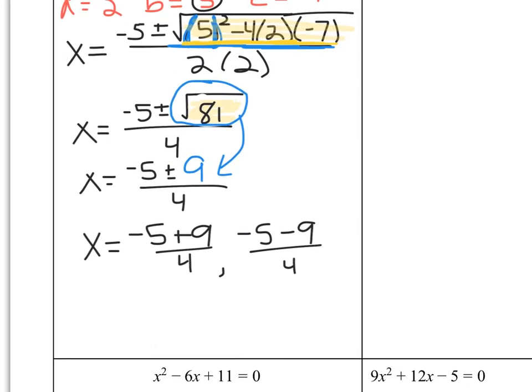So we simplify our numerator first. -5 plus 9 would give me 4 over 4. -5 minus 9 is -14 over 4. And now we simplify those fractions. 4 over 4 is 1. And then both of these are divisible by 2, so -7 over 2. So those are my two solutions.